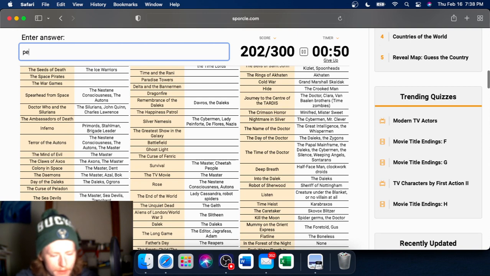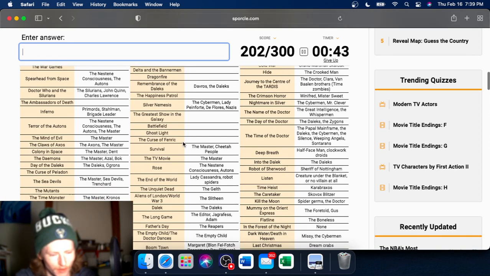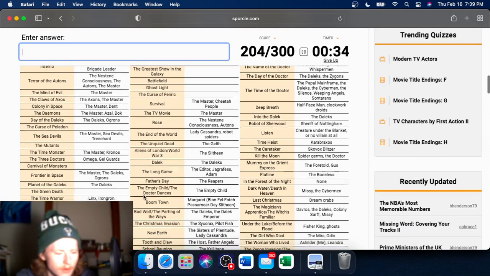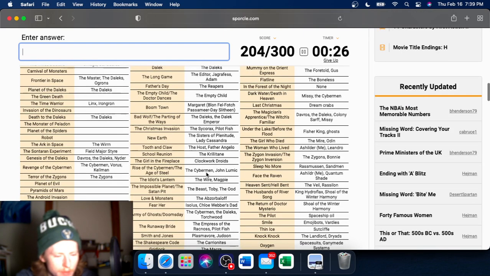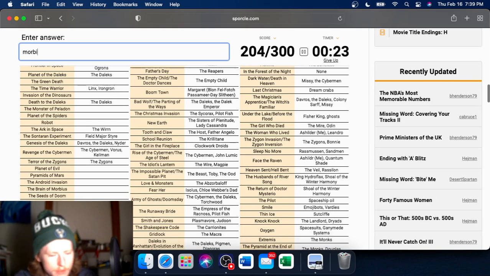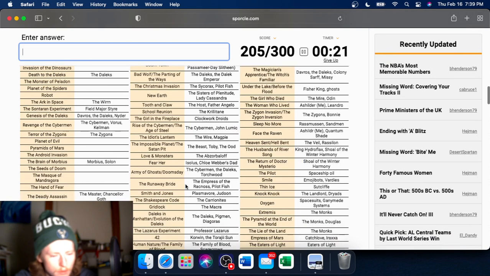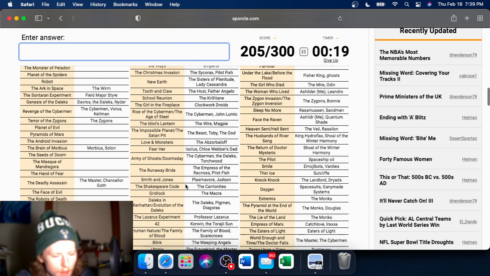Curse of Peladon. Peladon is the name of the planet, actually. That could be wrong. I have not seen that episode in a long time. The Mutants. The Three Doctors. Omega. 35 seconds. Planet of the Spiders. Planet of Evil. Pyramid of Mars. Brain of Morbius. Morbius. It's Morbin time.